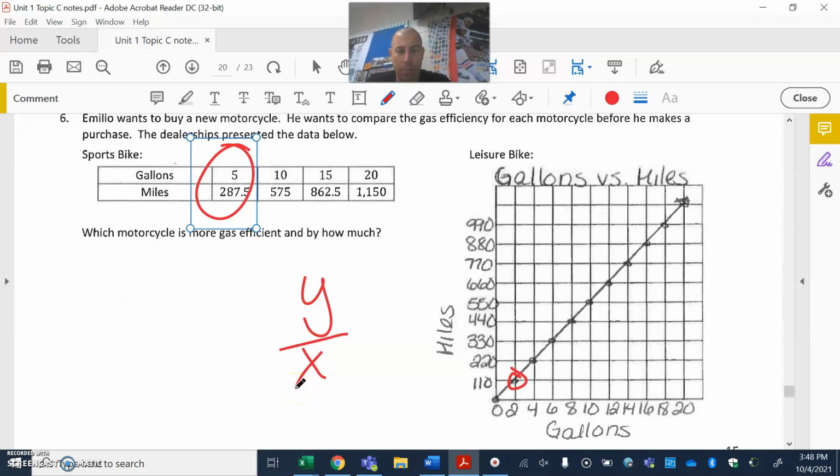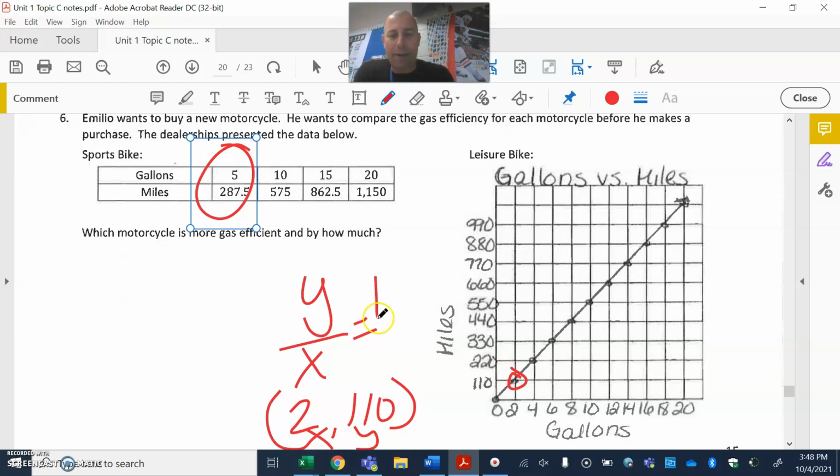So if I look at that ordered pair, that's the ordered pair 2, 110. The first number is always the x coordinate. The second one's always the y. So I can do my 110 divided by my 2. And hey, we're going to get 55. So 55 miles per gallon.